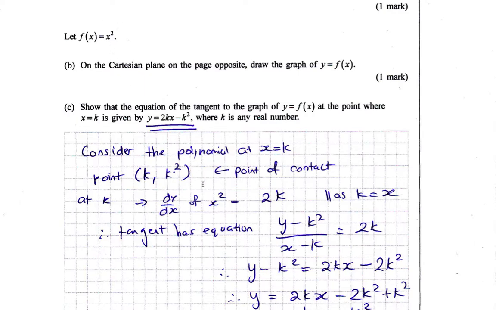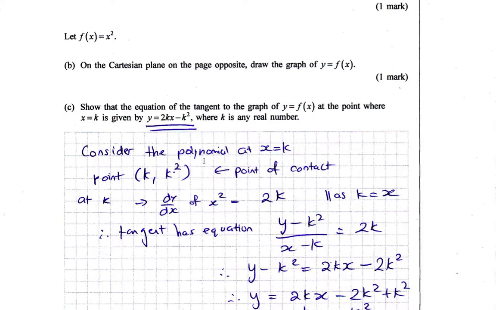And so what we have at the point where x equals k is the point k for the x coordinate and k squared for the y coordinate, because that's what x squared is when we evaluate it at k. So that's our point of contact. That's our point, and we have a tangent to that point. Okay? So remember, to find the equation of a tangent for anything, you need to have the point of contact, which is what we just found, and then the dy dx at that point, and the rest is just an exercise in algebra.